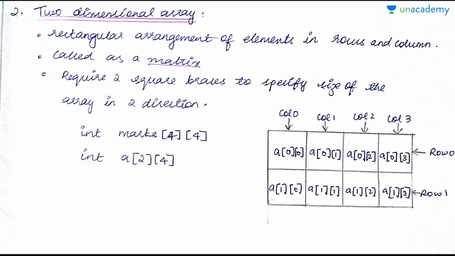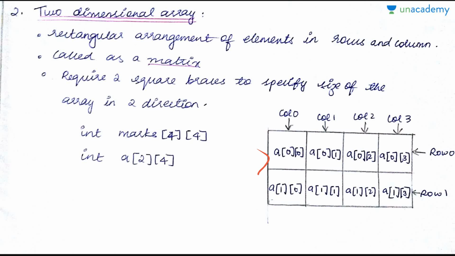Now let us go to the two-dimensional array. A two-dimensional array is a rectangular arrangement of elements in rows and columns. Like 1D was just in one dimension, it had only rows. Here you have both rows and columns, and this is usually called a matrix. That's why we said when you hear the word array, you remember matrix. Here you require 2 square brackets to specify the size of the array in 2 directions. You should know how many rows and how many columns there are. In this example we have int marks[4][4], that is, 4 rows and 4 columns, and similarly int a[2][4]. Let us see this example in a pictorial representation.